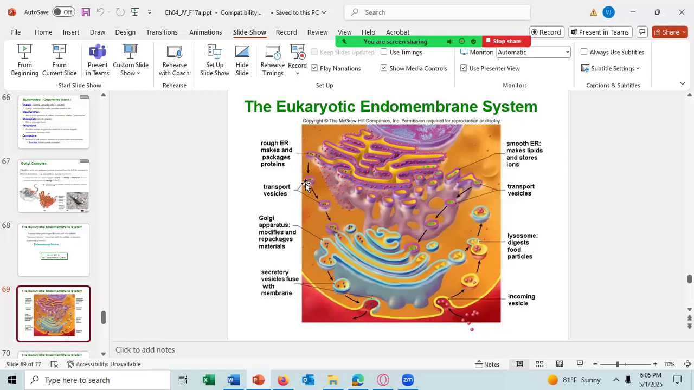And initially, a transport vesicle moves the proteins from the rough ER to the Golgi apparatus, but later the Golgi apparatus buds off, forming the transport vesicle, which moves in this case, proteins, to where the protein should be. Any question about any of that? That's the endomembrane system.